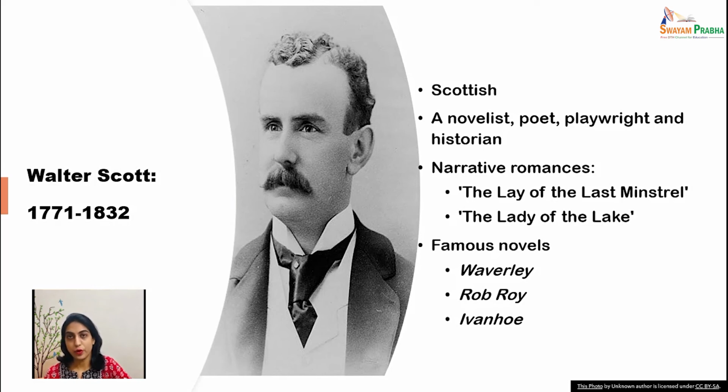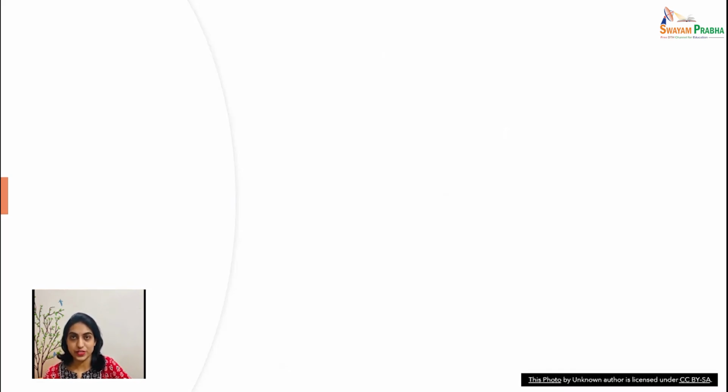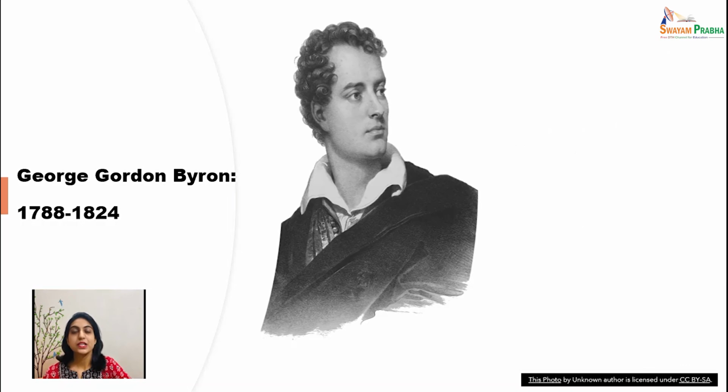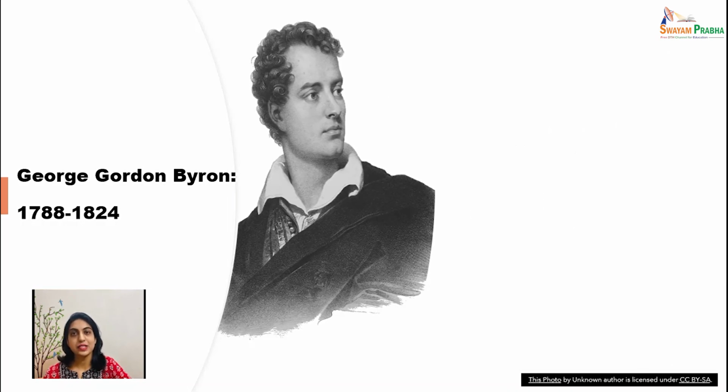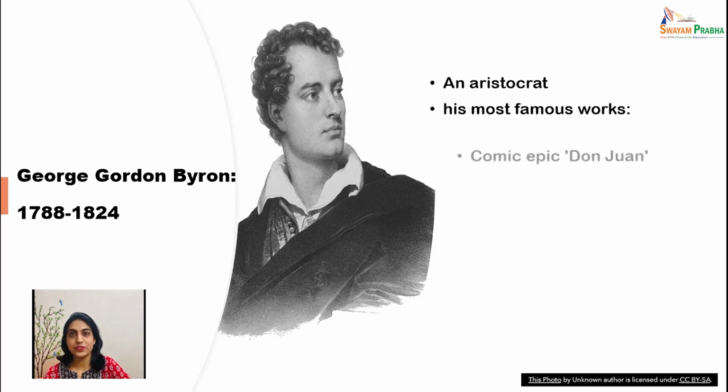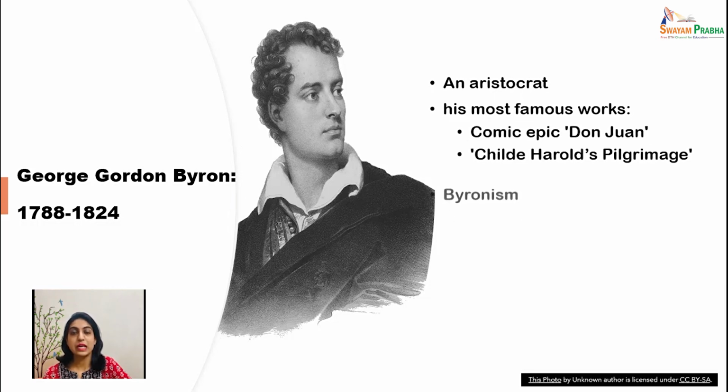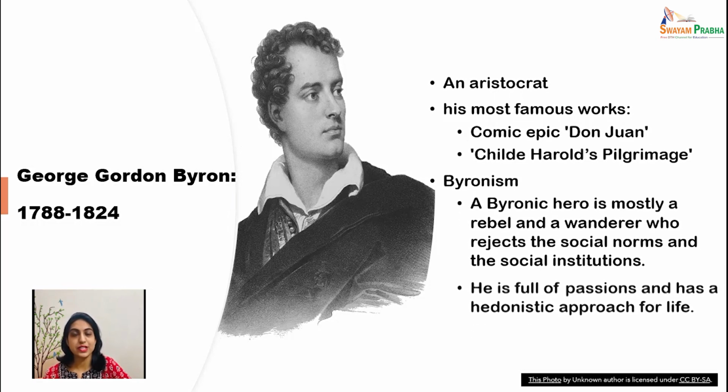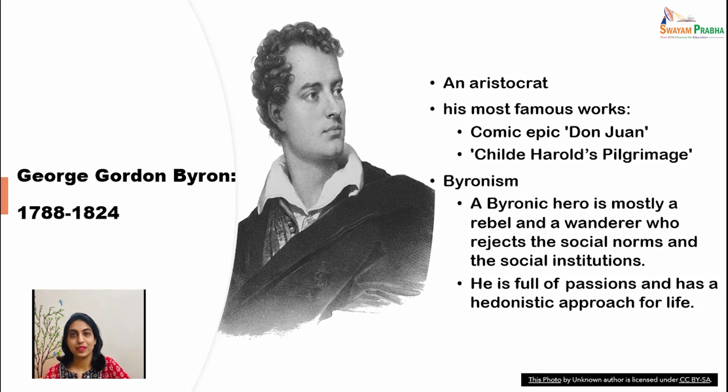Waverley, Rob Roy, and Ivanhoe are his very famous novels. Now, moving on to the second generation writers, let us discuss Shelley, Byron, and Keats. The second generation writers were born after the impact of the French Revolution started diminishing. They were full of radical ideas. So first among them was Byron.